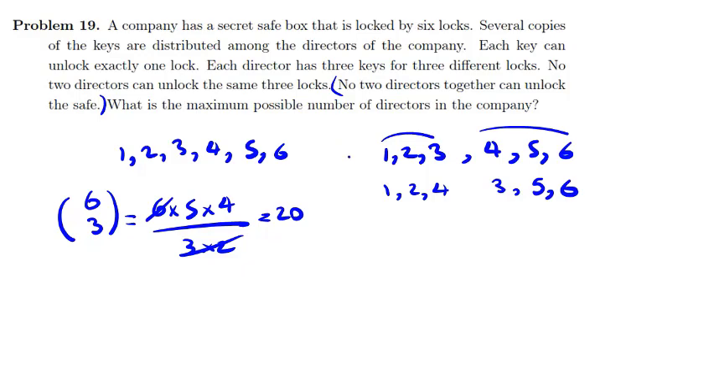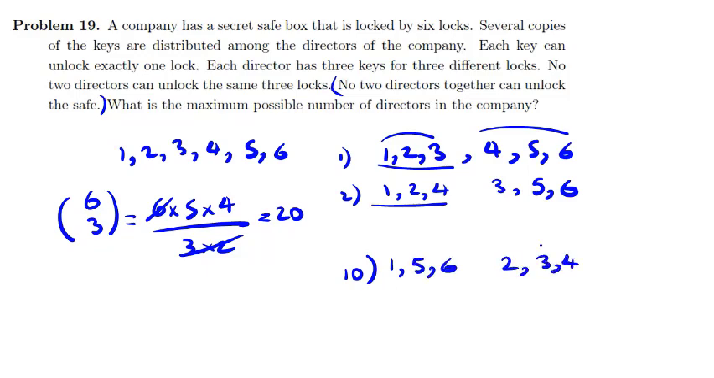So we have 20, but we have how many groups? 10 groups. So you can only select one from each pair, 1, 2, 3, 1, 2, 4, all of them like this. And the last one is 1, 5, 6 here, 2, 3, 4. So you can only consider the triples that have 1, 2, 3, or 1, 2, 4. Then you don't select like this. So the answer of this problem is 10.